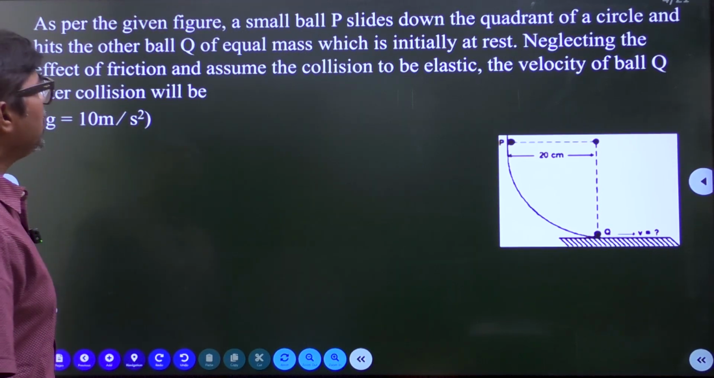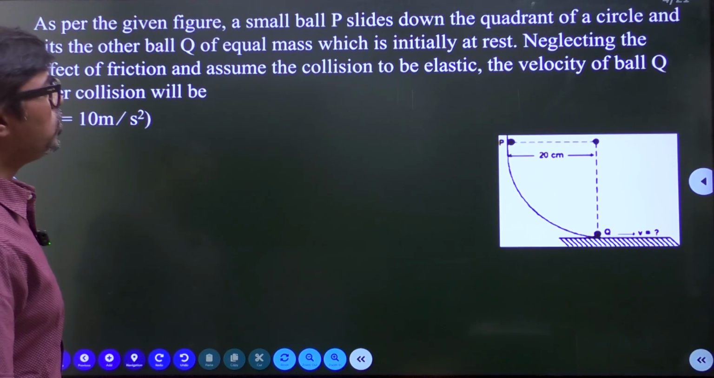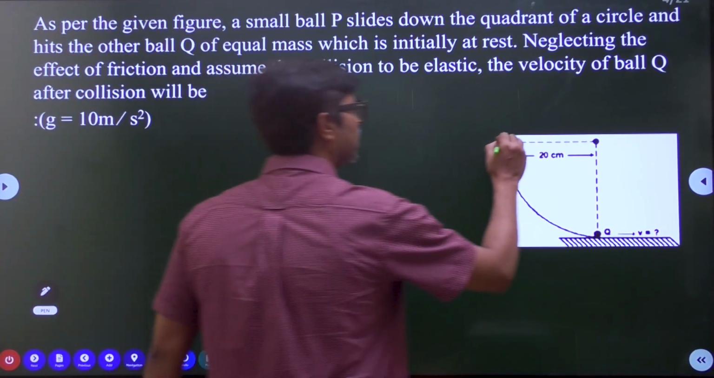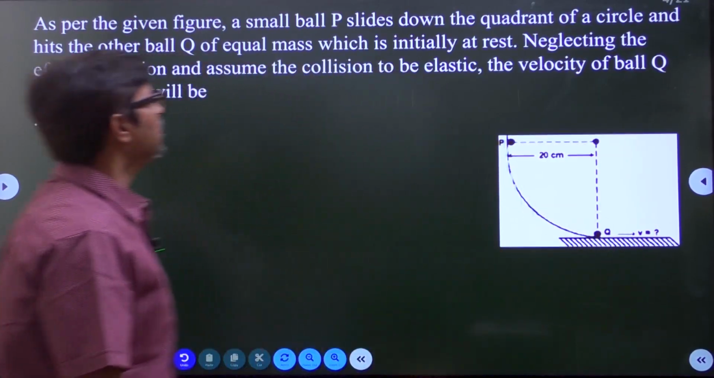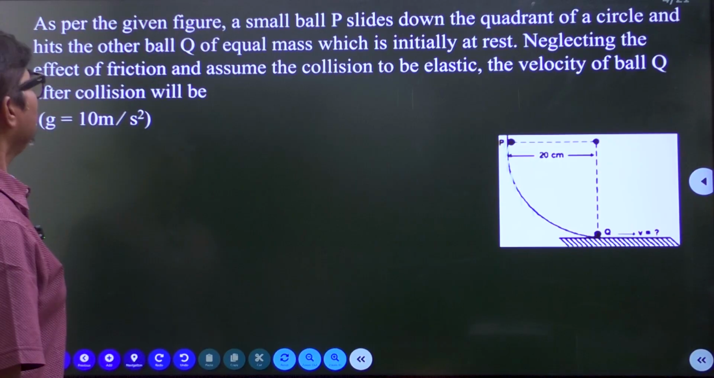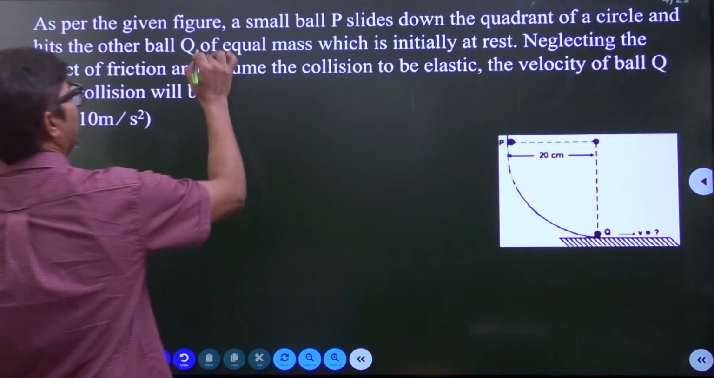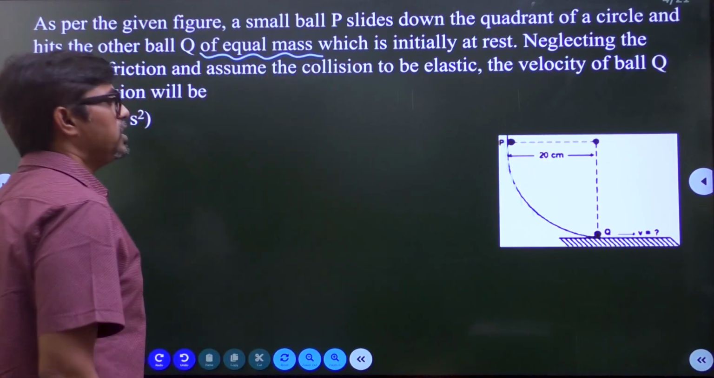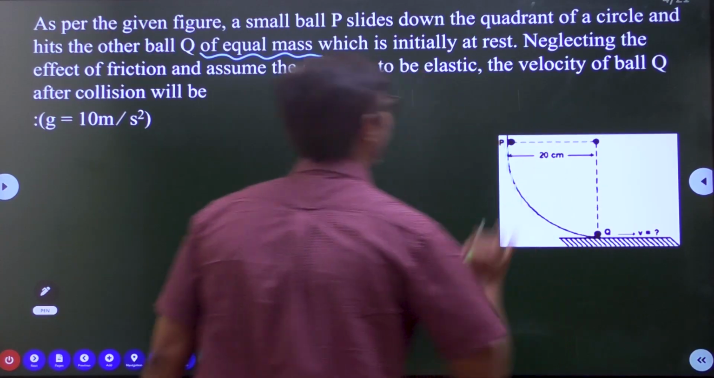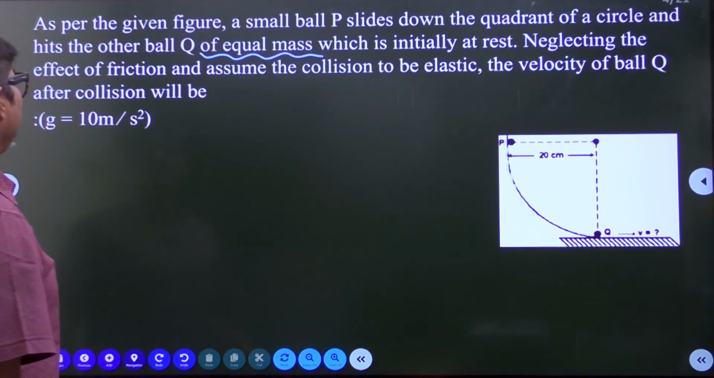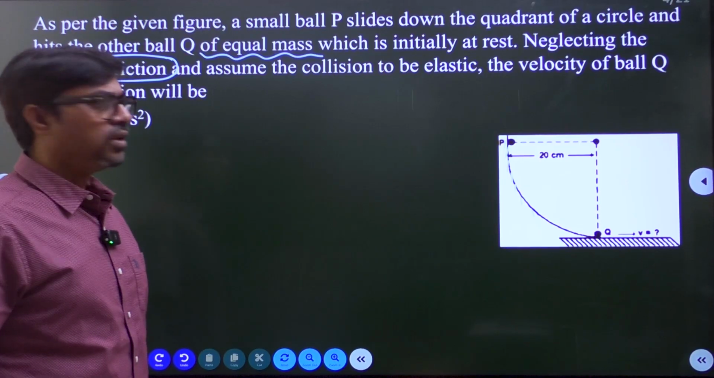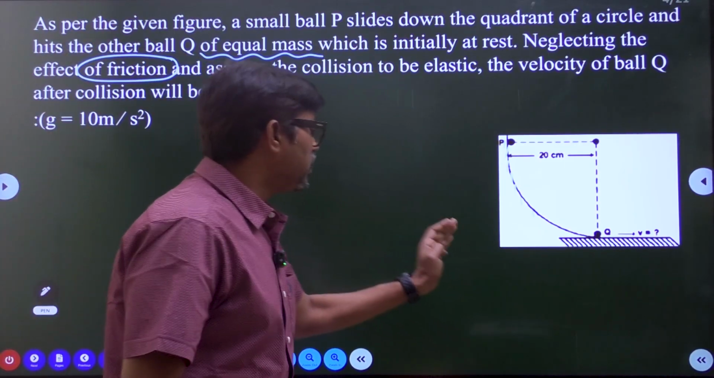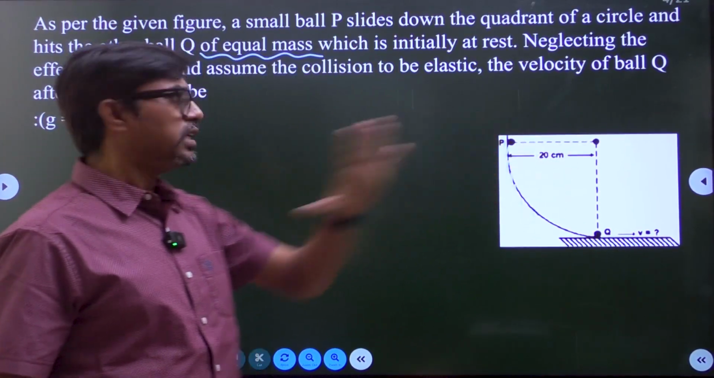As per the given figure, a small ball P slides down a quadrant of a circle. So we have a quadrant of a circle here. It is going to go in a circular path, sliding down, and hits the other ball Q of equal mass. Equal mass is one important thing, which is initially at rest. Neglecting the effect of friction, meaning you can use conservation of energy. Whatever is the loss in gravitational potential energy gets converted into kinetic energy.